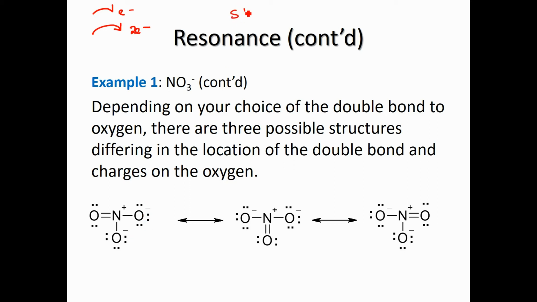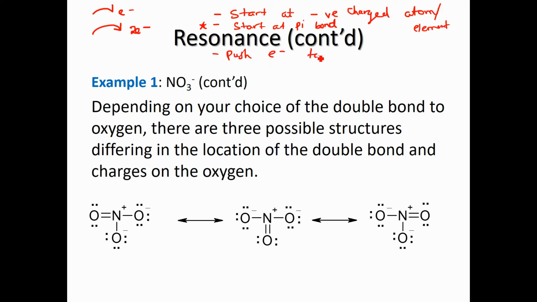In fact, in resonance, the shortcut is to start at the negatively charged atom of an element. Because oxygen is an element, and in the element you have the atom. Start at the negatively charged element. Alternatively, if there are no negative charges, you want to start at the pi bond. So this is only when there's no negatively charged element. And also you push electrons towards the positive side, either the partially positive or fully positive side of the structure.